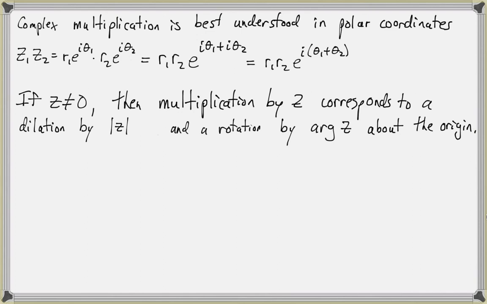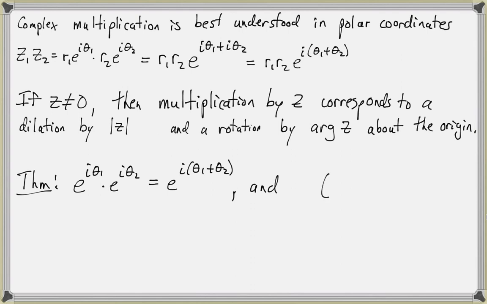So we see from this previous calculation that if we have the theorem e to the i theta 1 times e to the i theta 2 will equal e to the i theta 1 plus theta 2, and for any integer n, we have that e to the i theta raised to the power n will just equal e to the i n theta.